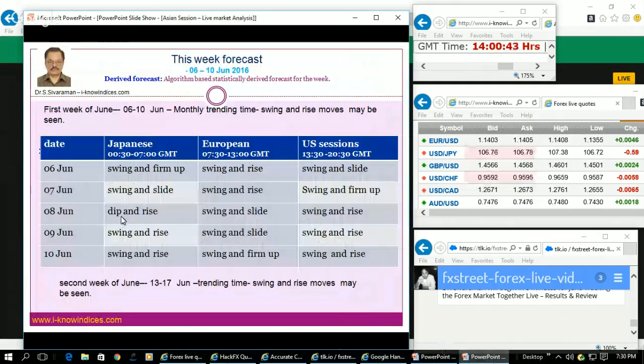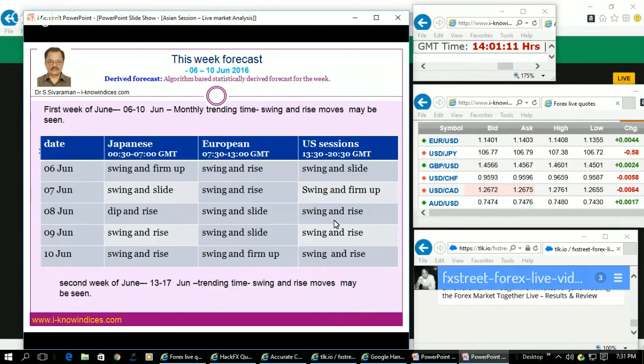Now the forecast says today, during the European session, swing and slide was expected in the case of Euro and GBP, and subsequently swing and rise is expected during the US session. We are into the US session, 13:30 GMT, the US session starts, and we are at 14:01 GMT. And here you find the market is making the swings.